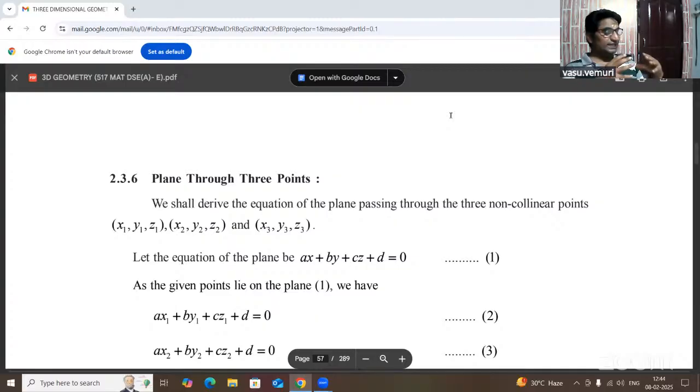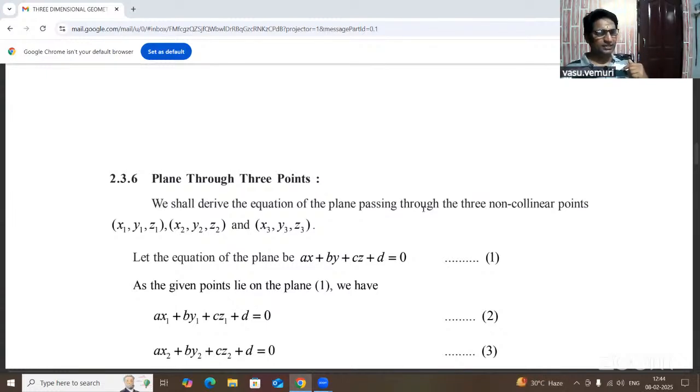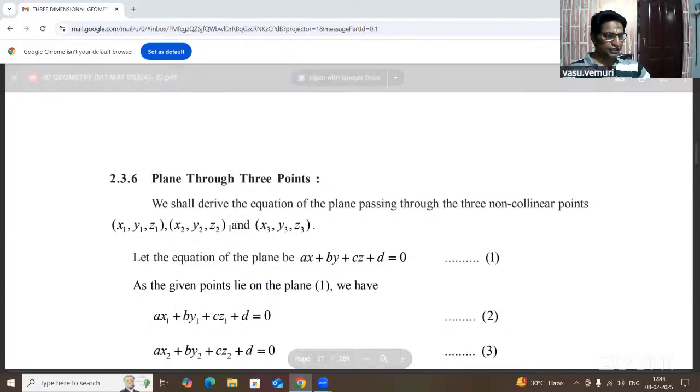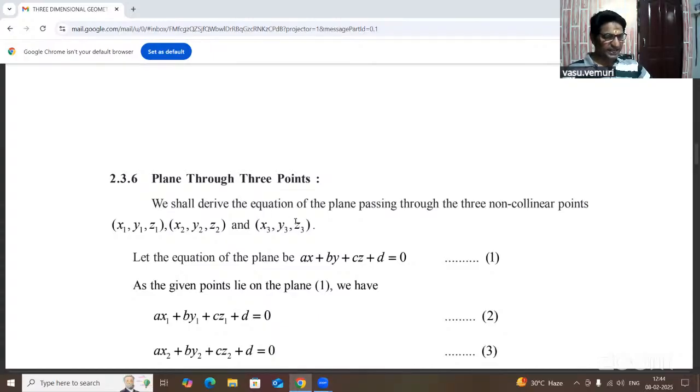Coplanar means the given points are on the same plane. That is called coplanar. So how do we construct the plane equation passing through the 3 points? These 3 points are non-collinear points. The first point is x1, y1, z1. The second point is x2, y2, z2. And the third point is x3, y3, z3.